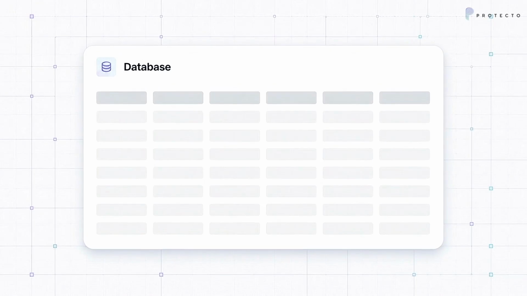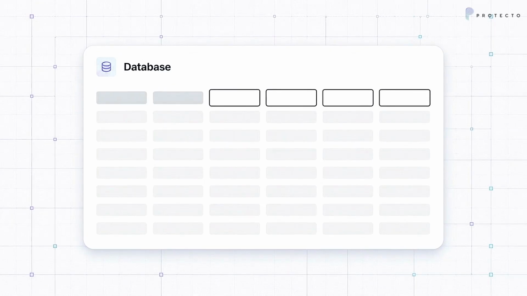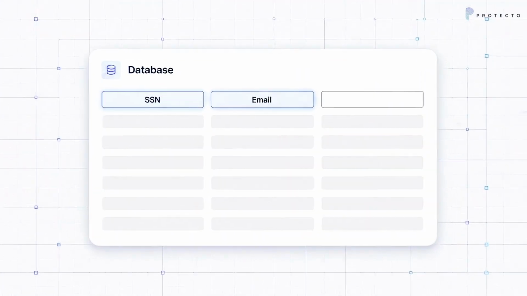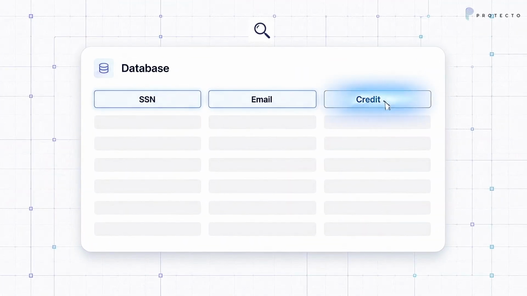Sensitive data detection used to have a map. In a database, you could look at tables, columns, field names, and sample rows. The structure told you where to start. One column contained social security numbers. Another contained email addresses. Another contained credit card numbers.